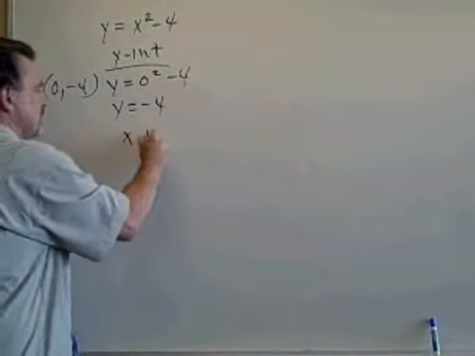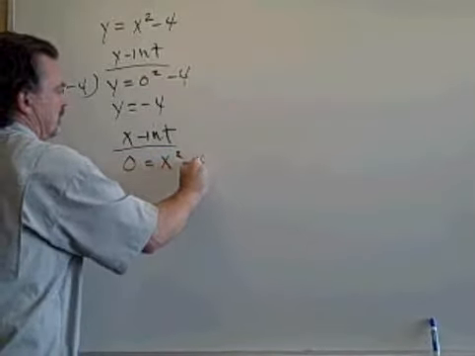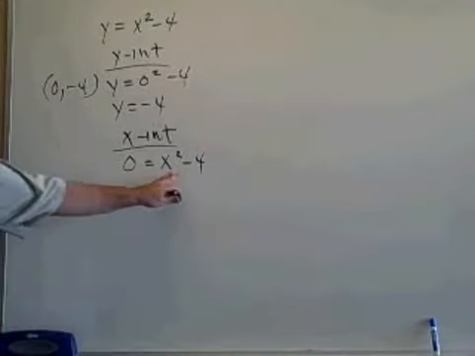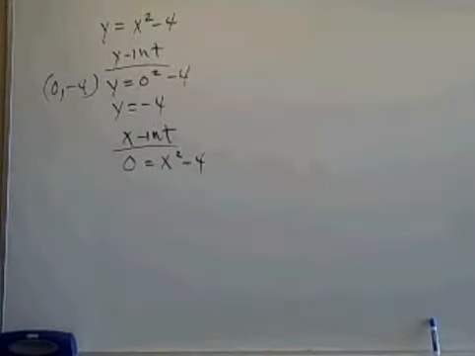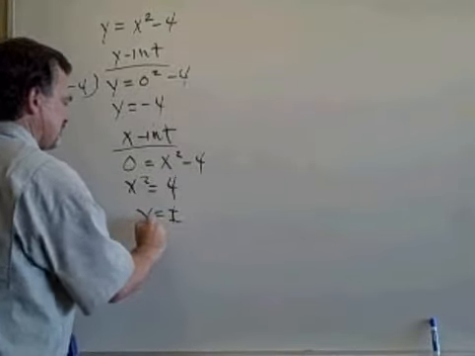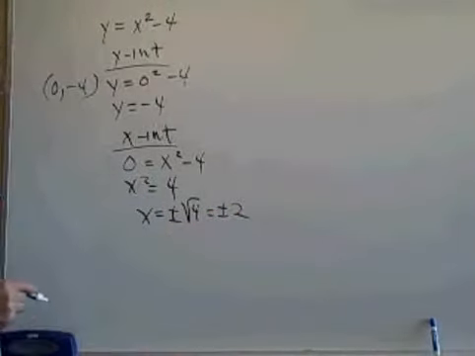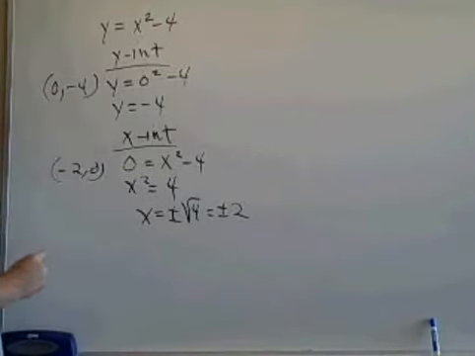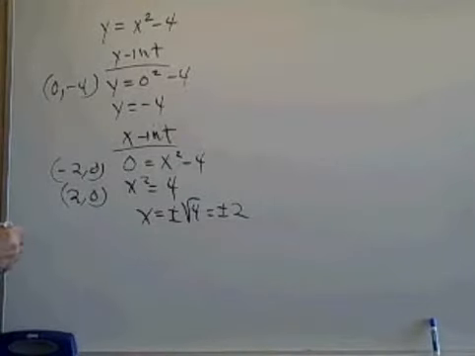To find the x-intercept, we place 0 in place of y and solve the resulting equation for x. Well, this is a nice quadratic equation where the first power term is missing. We can just solve that using the square root property. x squared equals 4, so x equals plus or minus the square root of 4, which is equal to plus or minus 2. So there are two intercepts for the x-axis, the point (-2, 0) and the point (2, 0).